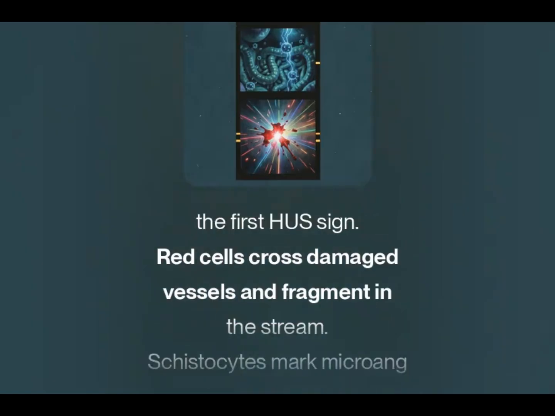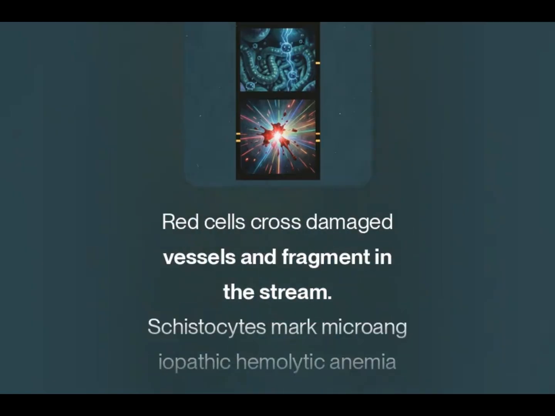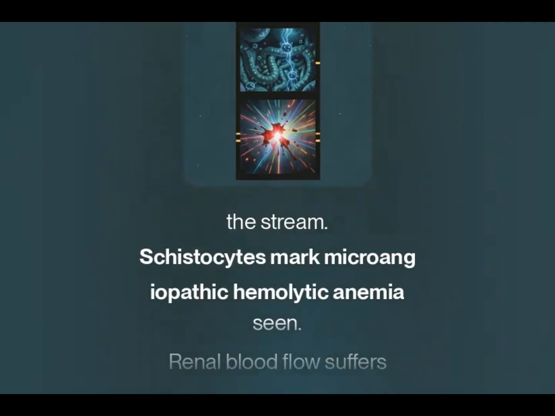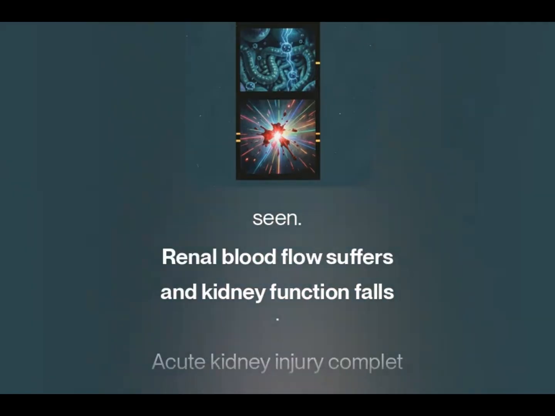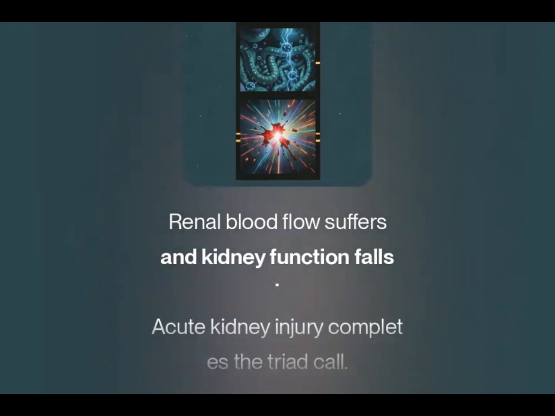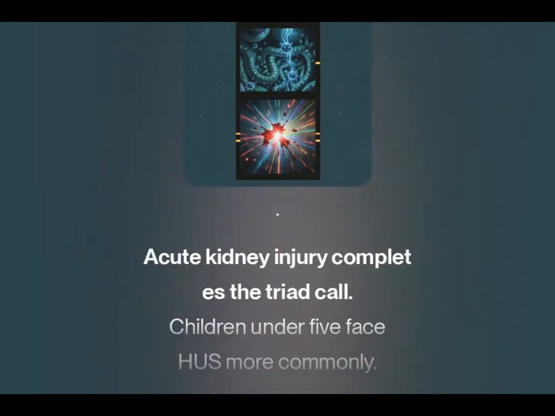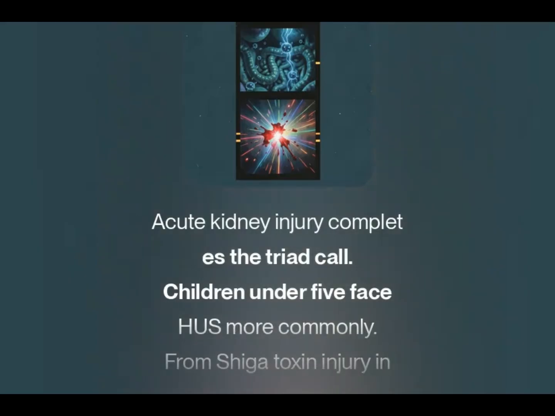Red cells cross damaged vessels and fragment in the streams. Schistocytes mark microangiopathic hemolytic anemia seen. Renal blood flow suffers and kidney function falls. Acute kidney injury completes the triad call.